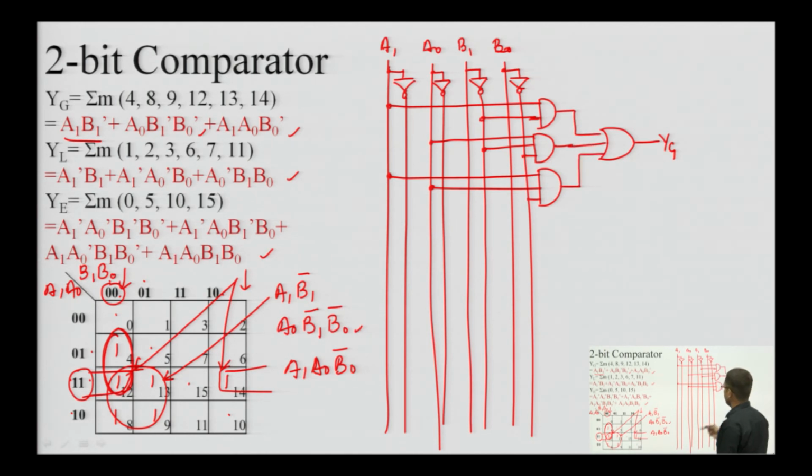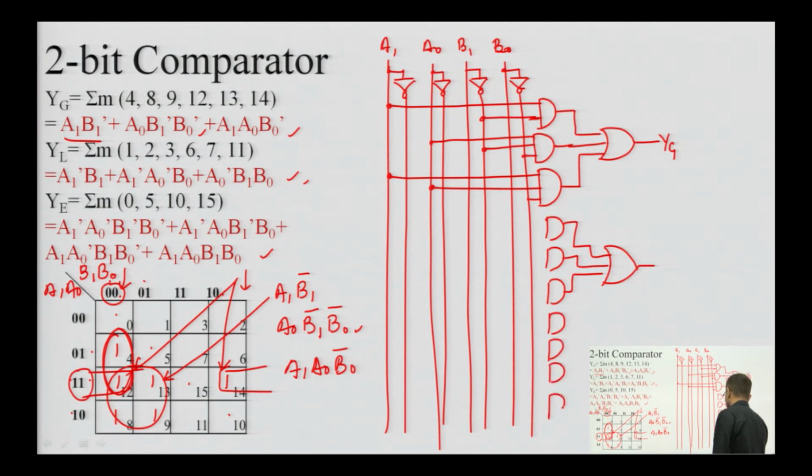Okay. Similarly, we can implement this concept for y l. There will be three products here. Okay. And similarly, four products will be there for y e.